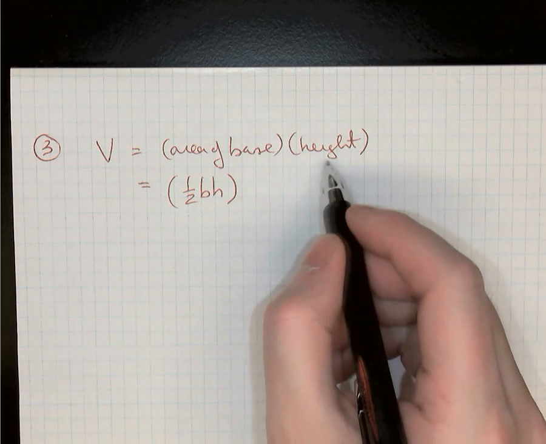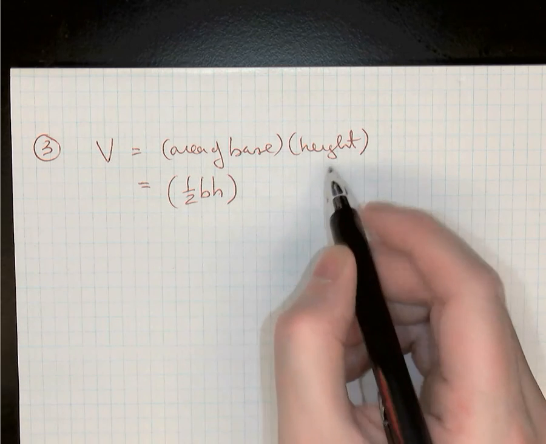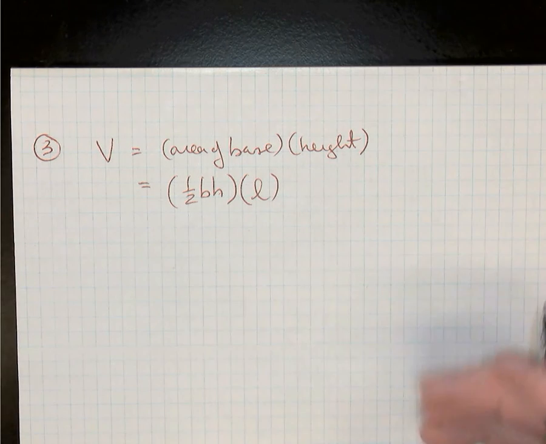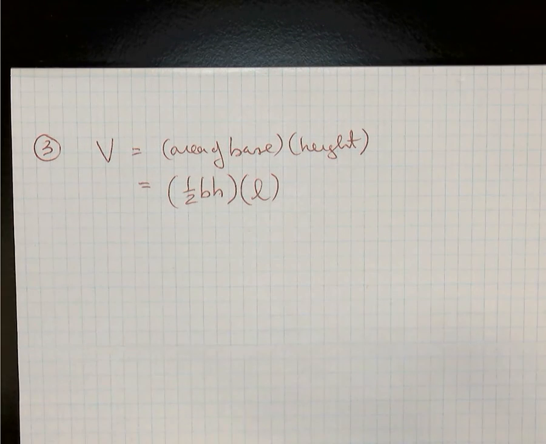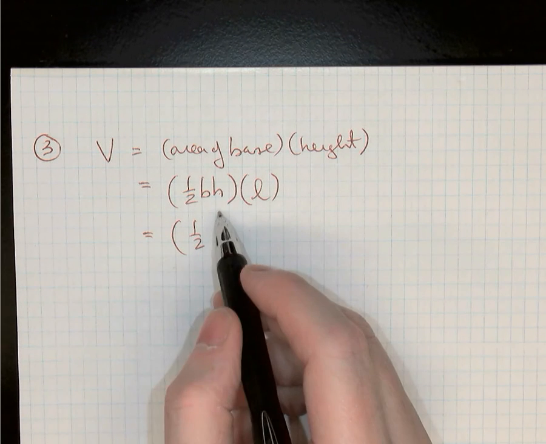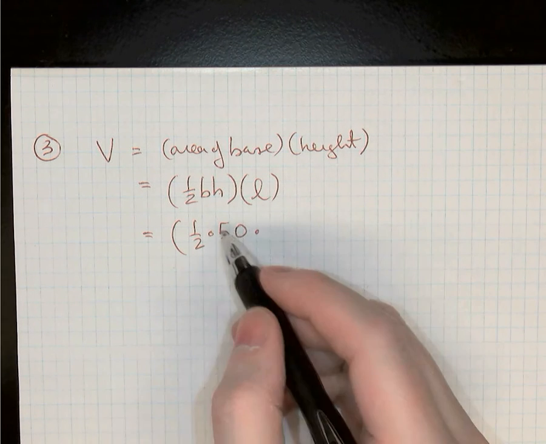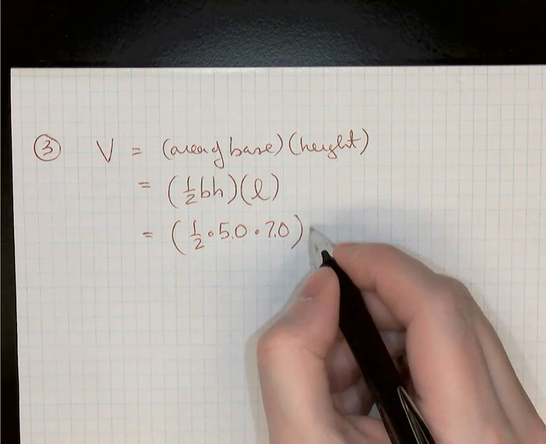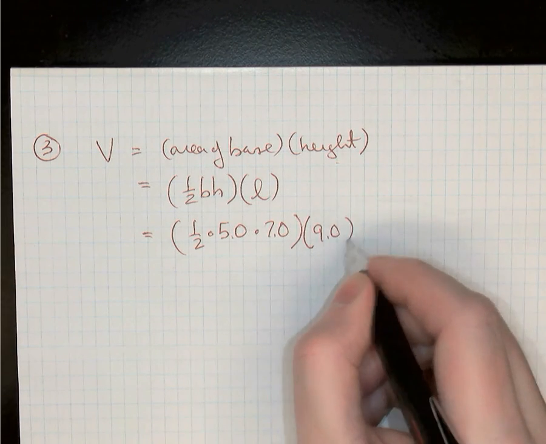And then I don't want to use the letter H again because I just used it here for height of the triangle. So here for height of the prism, why don't we just use L? Okay? L for length or something like that. The letters you use aren't important as long as you remember what they stand for. So now in our problem, we had the base of that triangle was 5 yards, so 1/2 times 5 yards, and the height of that right triangle was 7 yards, so 7.0 yards. The height of the prism, in this case L, was 9.0 yards.